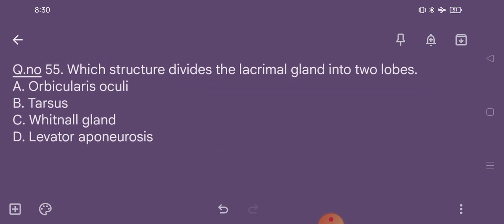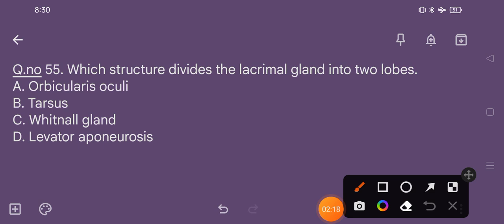Question number 55. Which structure divides the lacrimal gland into two lobes? Option A is orbicularis oculi, option B is tarsus, option C is ventral gland, option D is levator aponeurosis. So the correct option is option D.